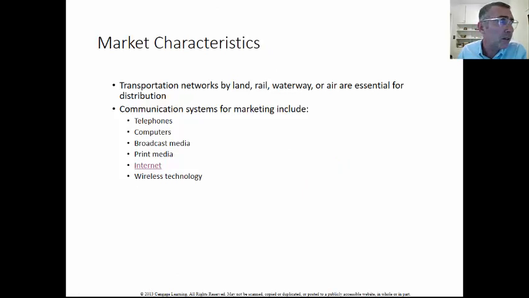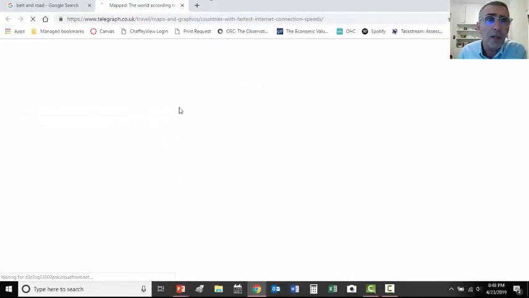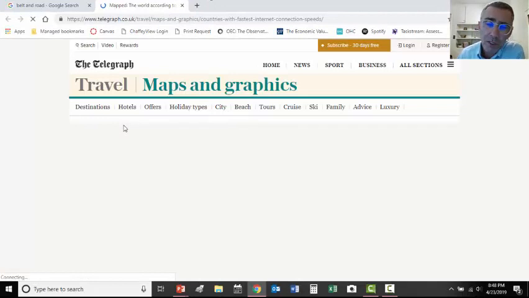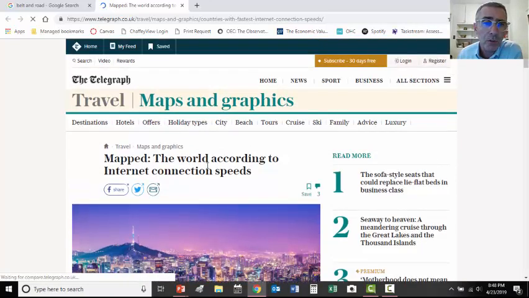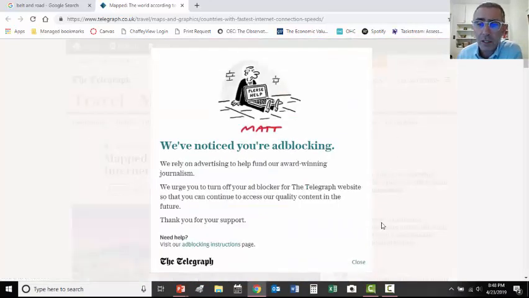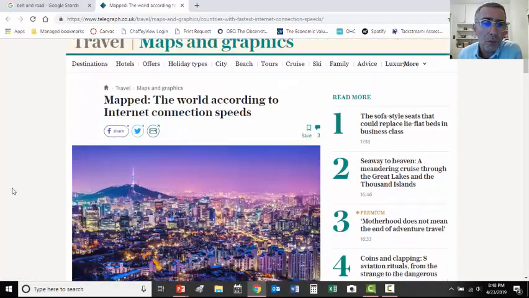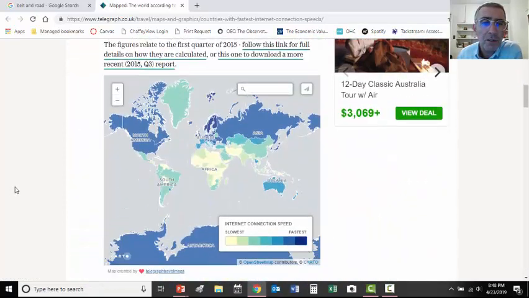Communication systems for marketing include telephone, computer, broadcast media, print, internet, and wireless technology. I have a little hyperlink here for you having to do with the leading countries in the world for internet speed. So maybe think about the world according to internet connection. This is a really cool map showing the connection speed throughout the world, who's got the slowest, who's got the fastest. Dark blue being really screaming fast.